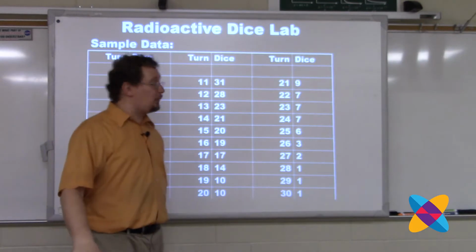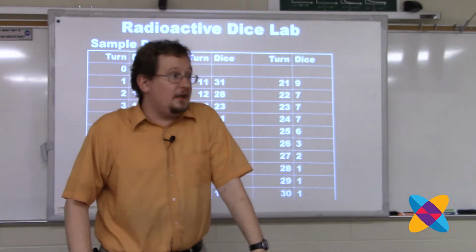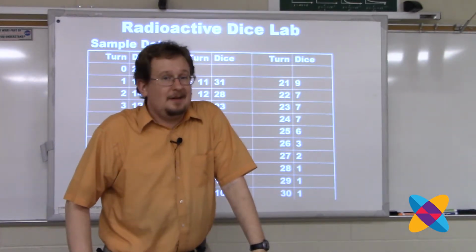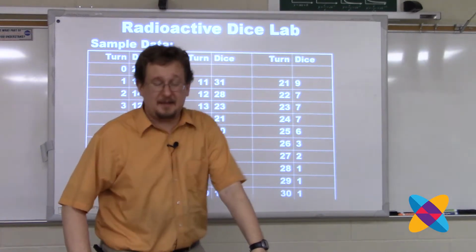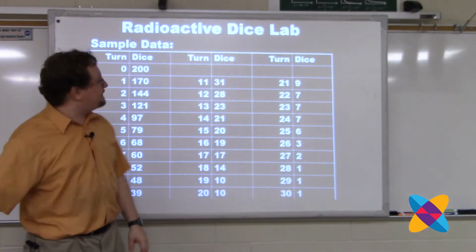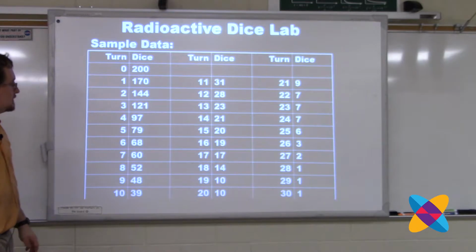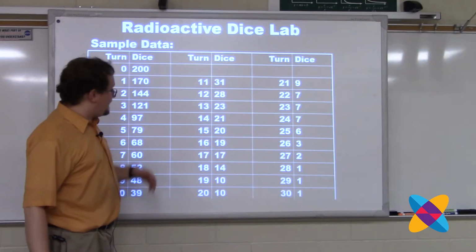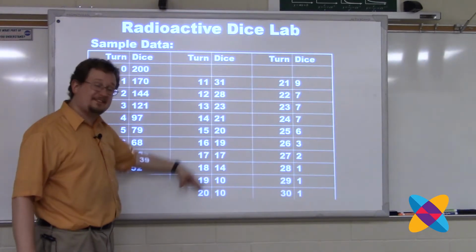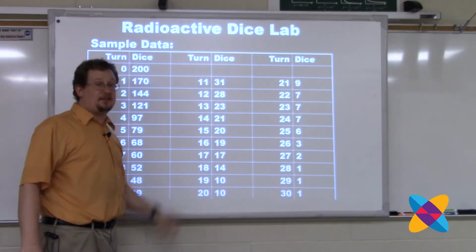So the half-life of the radioactive dice game is 4 turns, about. It's random because you don't have that many dice, but it's about 4 turns. But that half-life works anywhere. But you got to be careful because it doesn't quite work. The less dice there are, the less predictable it is.